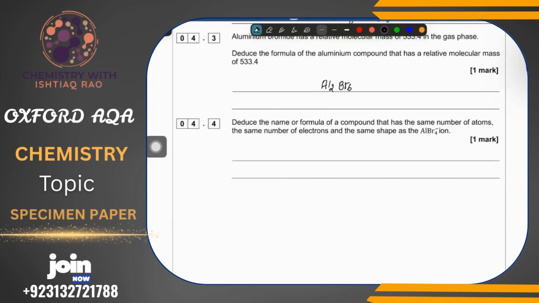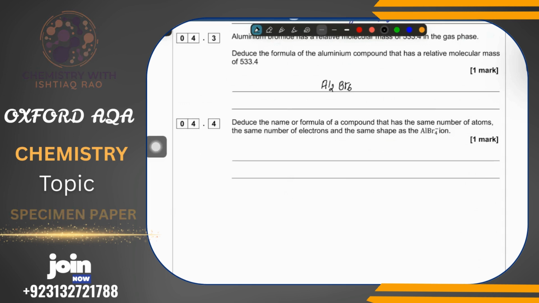That has the same number of atoms, the same number of electrons, and the same shape. Same number of atoms, yeah, this has something to do with the moles. I don't remember the formula. Deduce the name or formula of a compound that has the same number of atoms, the same number of electrons, and the same shape as the AlBr4.